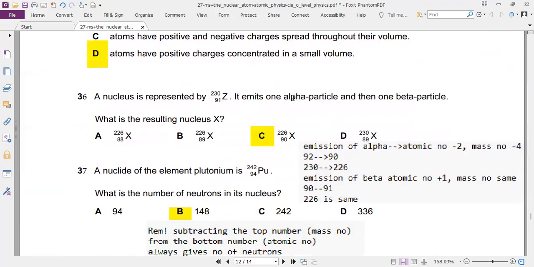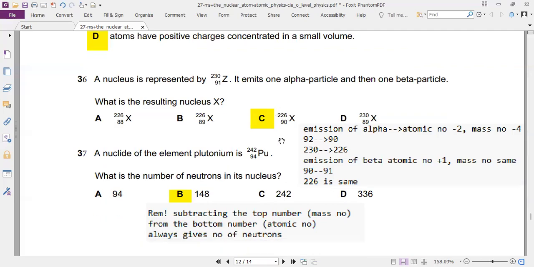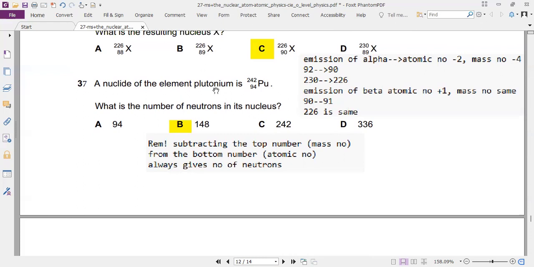The nucleus is represented like this; it emits one alpha and then one beta. So one alpha means, 90, it should have been 91 here. So alpha particle means 91 goes to 89, and 230 should go to 226. Okay, so this one is a mistake here. Write down 91 and 89 here. Now we are emitting a beta particle, so 89 will become 90. So 90 and 226, this is the correct choice. Mistakes do happen. We are all humans.